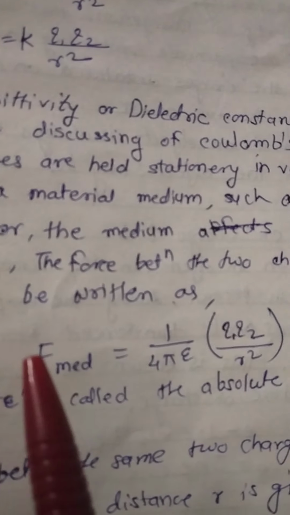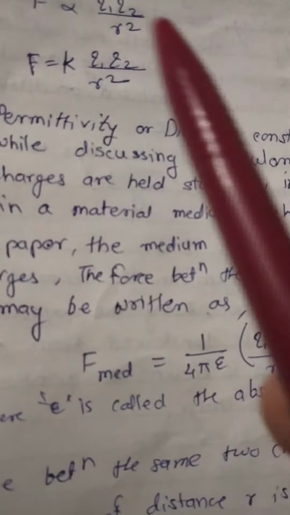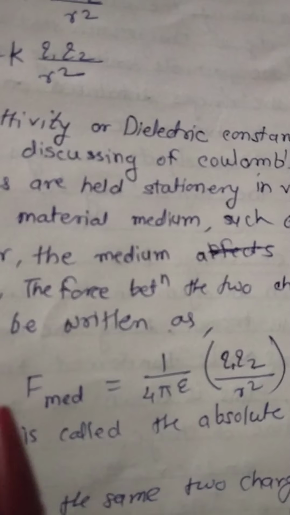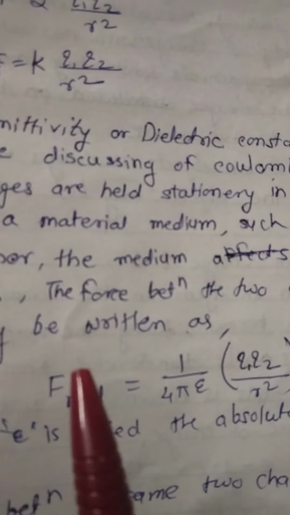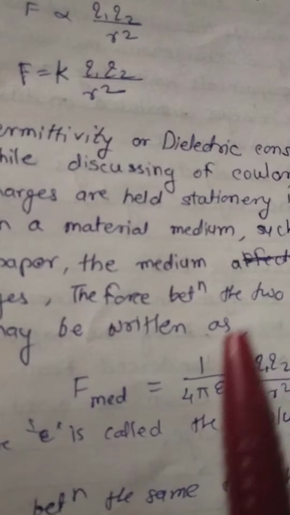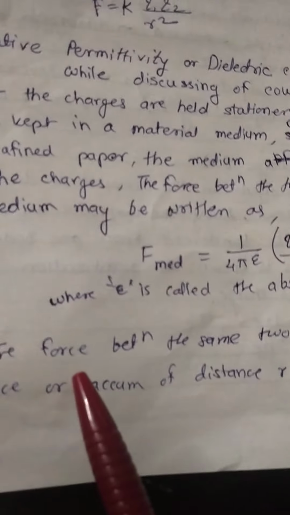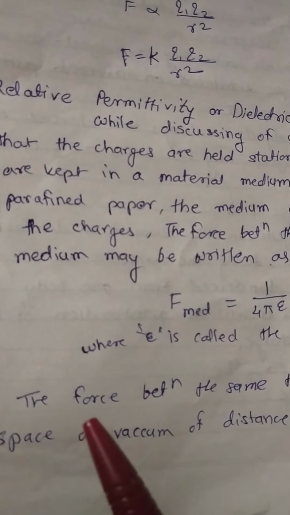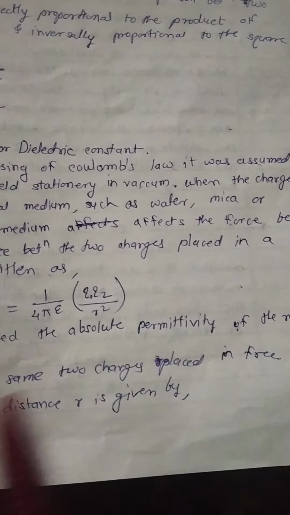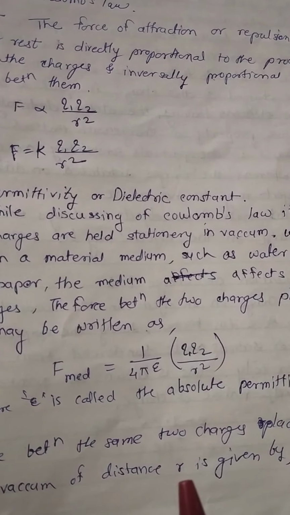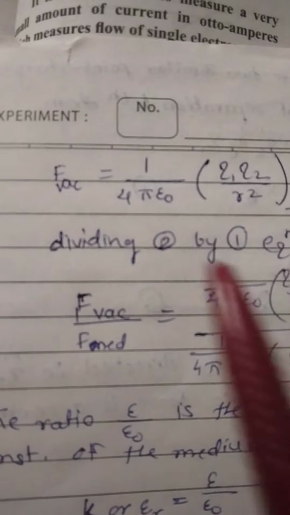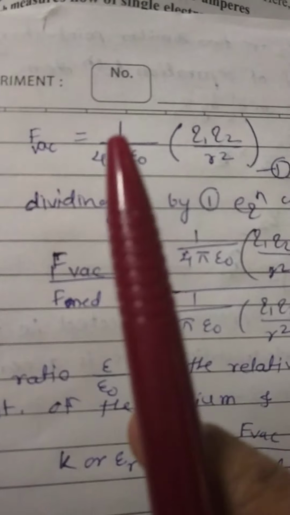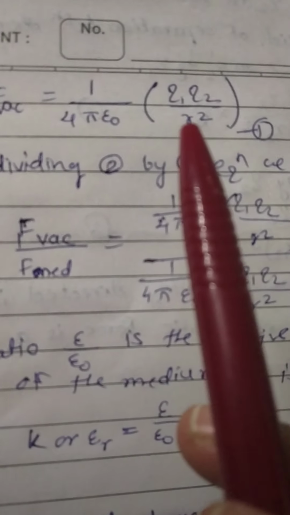This is the formula for force in a medium. This is the scalar form of Coulomb's law placed in a medium, whether water, air or any other. Similarly, the force between the same two charges placed in free space or vacuum, at the same distance R, is given by F vacuum equal to 1 upon 4 pi epsilon naught Q1 Q2 upon R square.